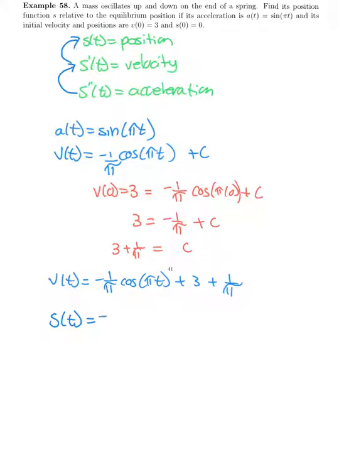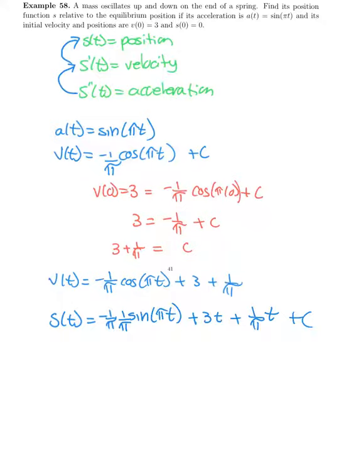So let's do the antiderivative. That 1 over pi is a constant multiple, so it can stay. The antiderivative of cosine is sine, and I leave the inside the same, but don't forget to divide by the constant multiple. Plus the antiderivative of 3 is just 3t, plus the antiderivative of 1 over pi is just 1 over pi times t. Anytime you have the antiderivative of a constant, you can just throw in that extra variable there, which is nice.